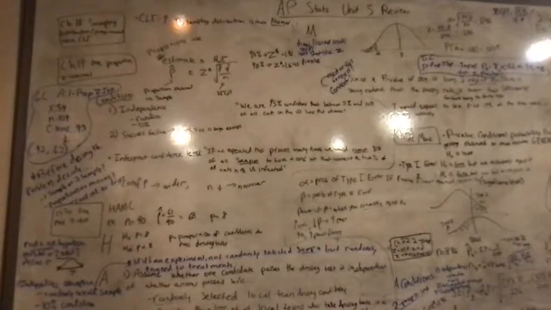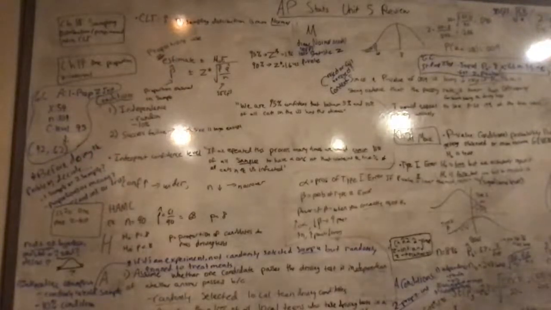So remember, proportions use z as your test statistic. The t-test is for means, and then chi-squared. So for proportions, you want to estimate plus or minus margin of error always for confidence intervals. So you're going to do p hat plus or minus the critical value, z star, times the square root of p hat q hat over n, and this is the standard error of p hat. Okay, so this is the general formula.